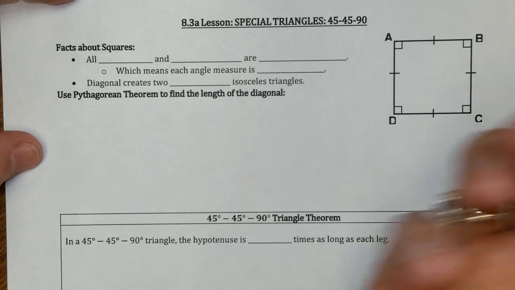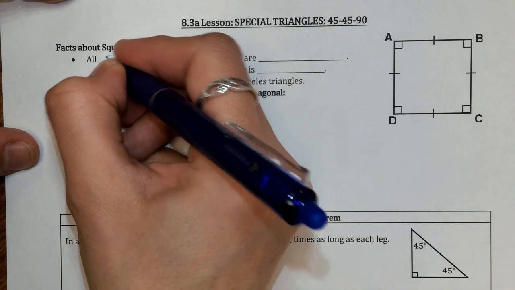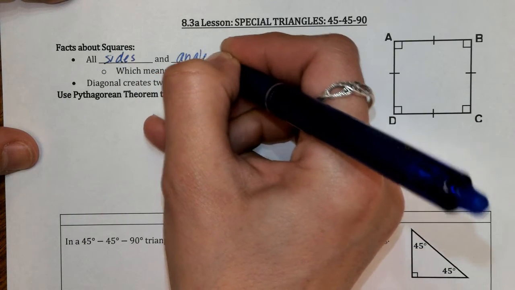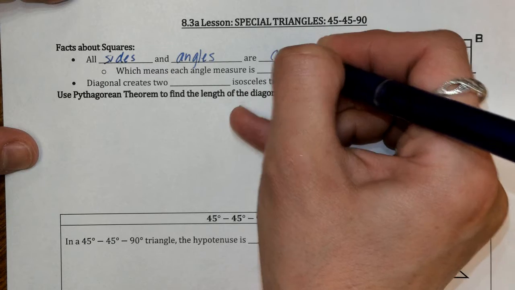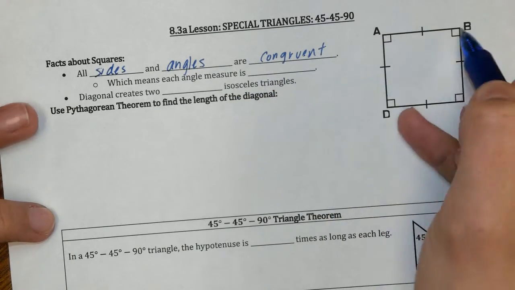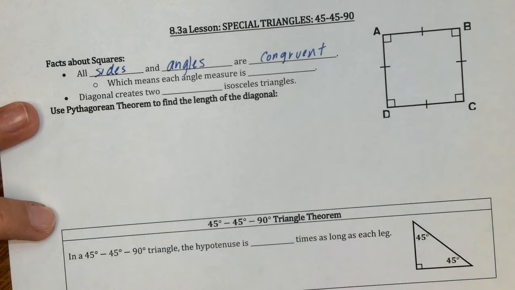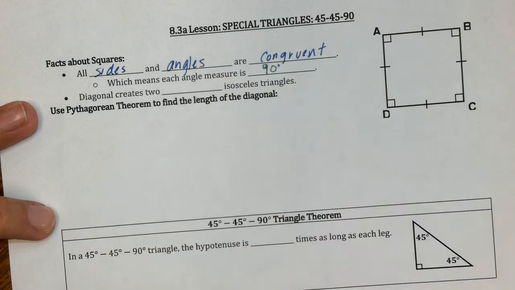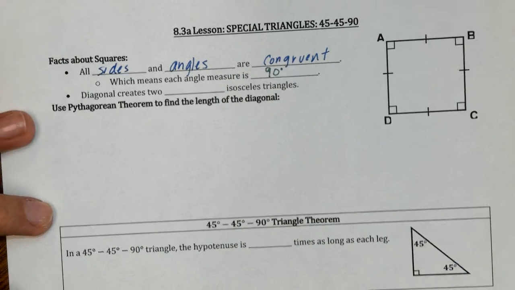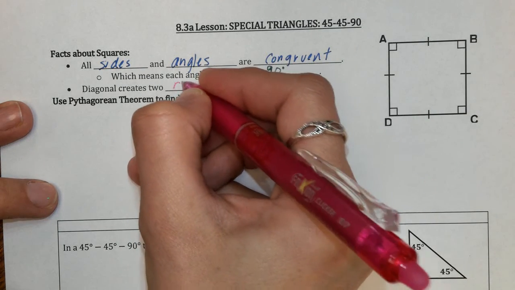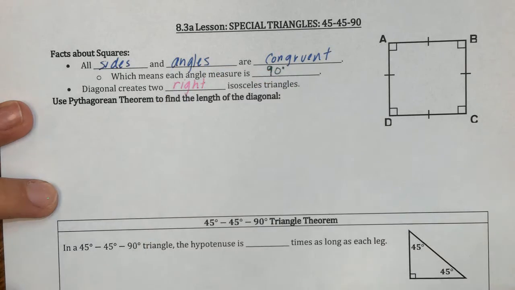So facts we know about a square. We know that all sides and all angles are congruent, which means that all of our angles here will be 90 degrees. Okay, we have 4 90-degree angles. We're going to have diagonals, and we'll be drawing that diagonal in a moment. It's going to create 2 right isosceles triangles.